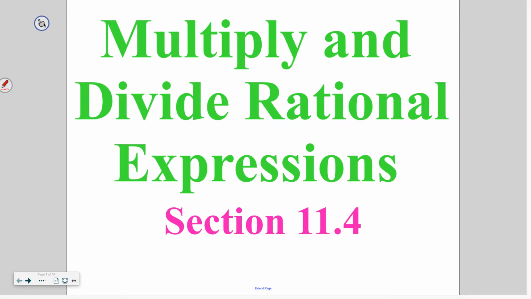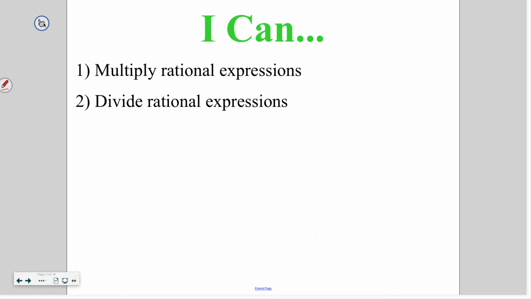Hello class and welcome to section 11.4, which is multiplying and dividing rational expressions. By the end of today's lesson, you'll be able to multiply and divide these expressions.